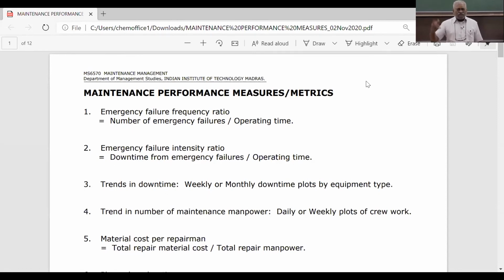So we'll be talking about charting, how to make graphical presentations when we go into the basic data analysis techniques, just 2-3 lectures away. Okay, so what kind of a chart or a plot or a graphical representation for what kind of data, we will study that in due course. So you can create weekly or monthly downtime plots by equipment type. So you will classify equipment also as vital, essential, desirable equipment, and you can do the downtime plots. Okay, so this is very important.